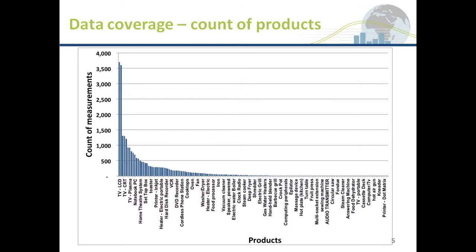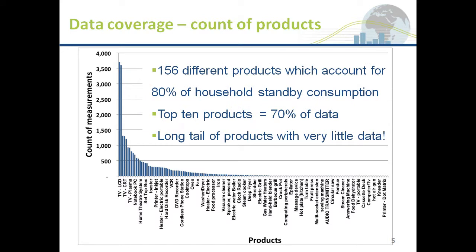of products that are included, and they're arranged from left to right in descending order of the number of measurements that were recorded. So LCD TVs was certainly the most numerous product in terms of the measurements, with over 3,500 measurements. And I think you can fairly clearly see from this graph that a fairly small proportion of the total number of products actually accounted for the vast majority of the data within all of the data sets.